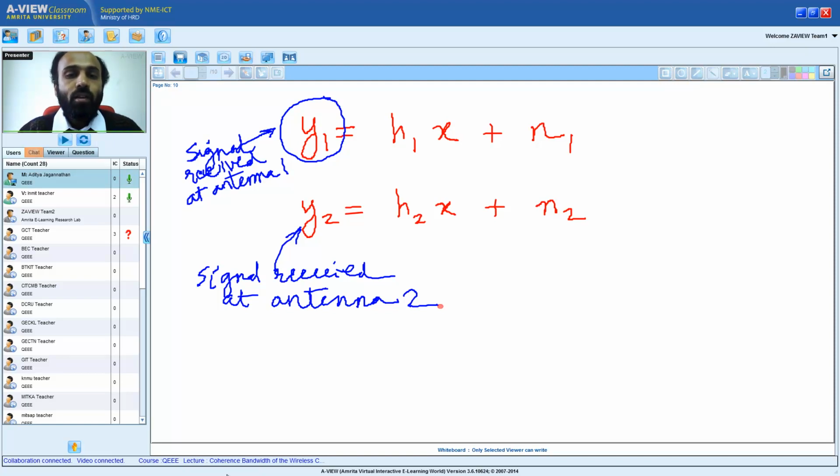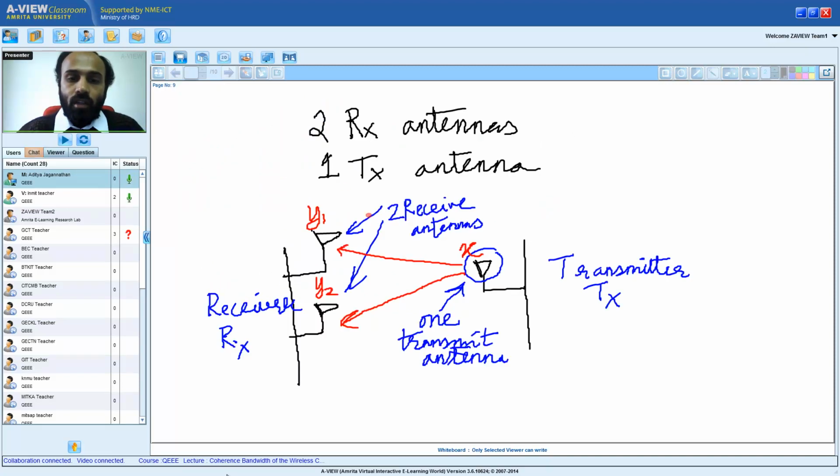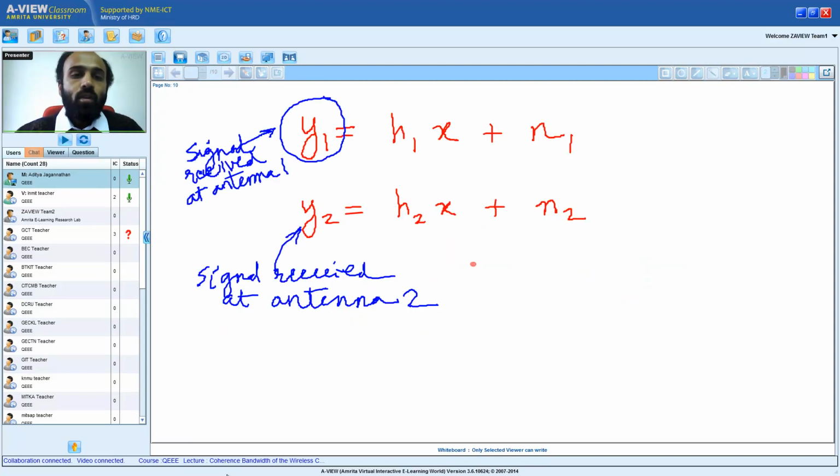What is h1? h1 is the coefficient corresponding to receive antenna 1. See, previously we had one Rayleigh fading channel coefficient. Now we have two Rayleigh fading channel coefficients. What are the two coefficients? The coefficient corresponding to receive antenna 1 is h1. The coefficient corresponding to receive antenna 2 is h2. Therefore, I have y1 is equal to h1x plus n1, y2 is equal to h2x plus n2.